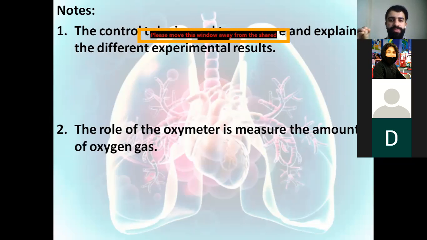So the control tube is used to compare and to explain the different experimental results. And the role of the oximeter is used.